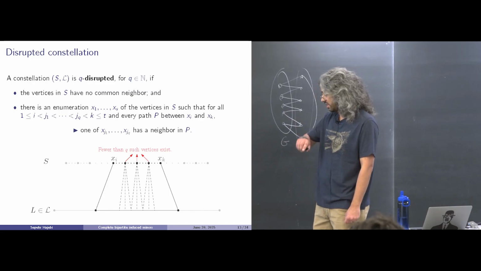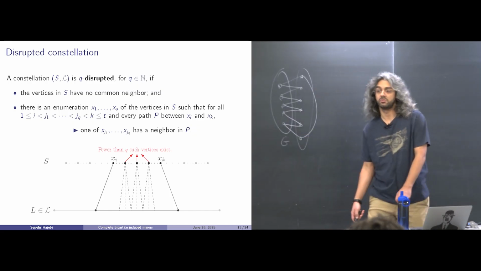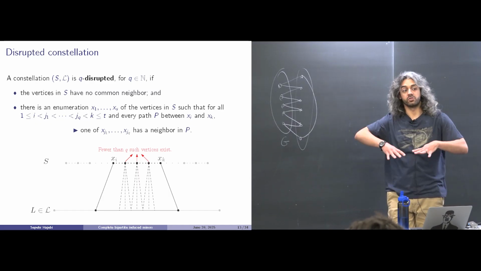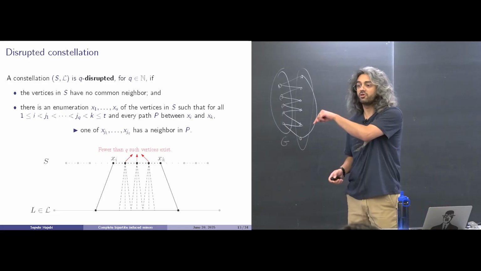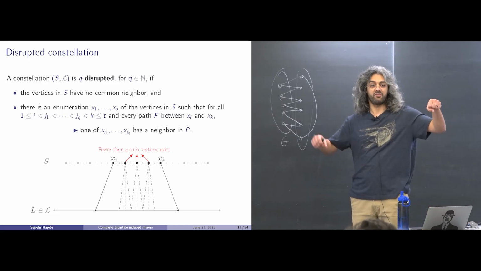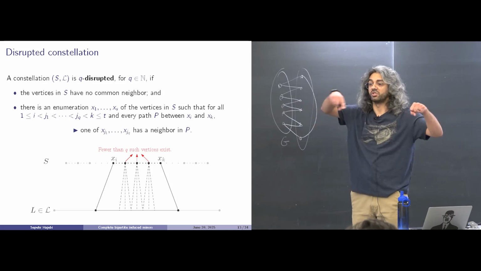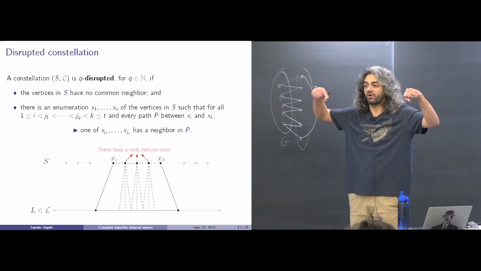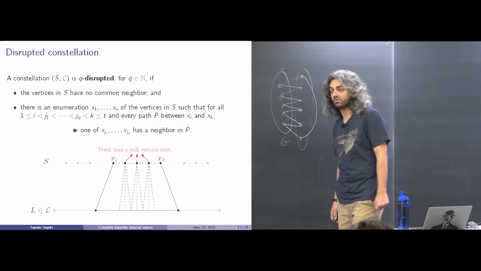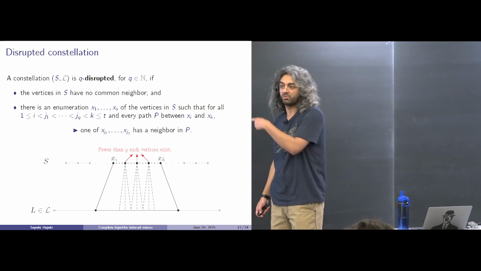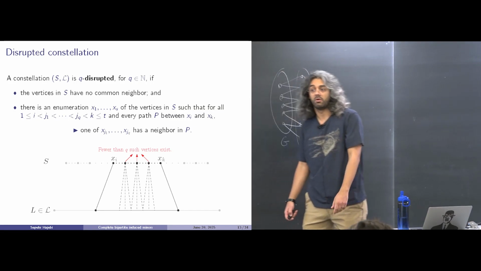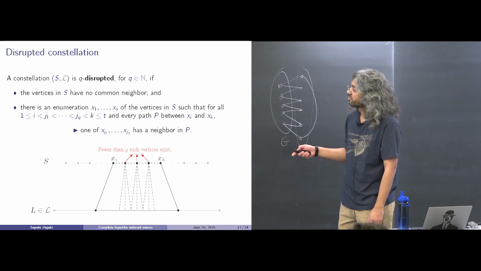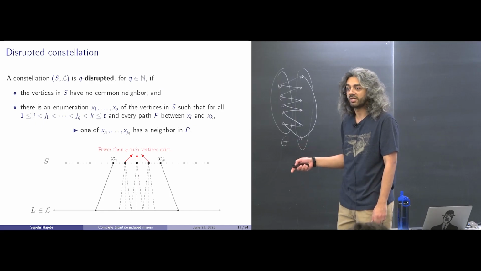And I'm going to say a constellation is q-disrupted if, again, the vertices in the stable set do not have common neighbors in paths, and for every choice of q plus 2 vertices, one on left, one on right, and q vertices in between, every path that goes from this one to that one contains at least one neighbor of one of these q vertices. So if I put q equal to 1, that's going to be what used to be called disrupted. In other words, for every path between xi and xk, there are fewer than q vertices in between that do not have any neighbors in that path.